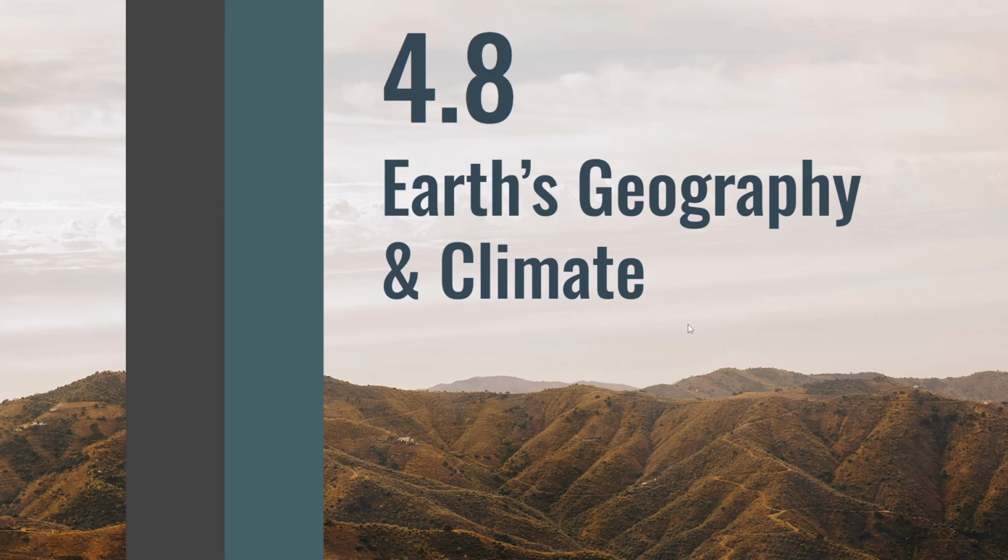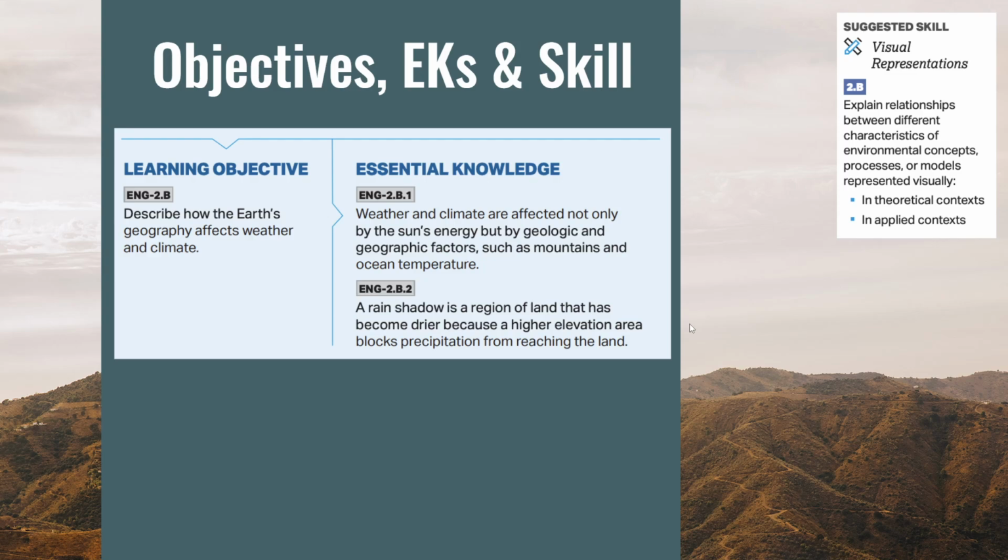Our objective today is to describe how Earth's geography affects weather and climate, and the essential knowledge we need in order to do that is that weather and climate are affected by the sun's energy, but also by geographic features like mountains and ocean temperature. We will be looking specifically at an effect known as the rain shadow effect and how that impacts weather on either side of the mountain. Our science skill for the day is to explain relationships between characteristics of environmental concepts represented visually.